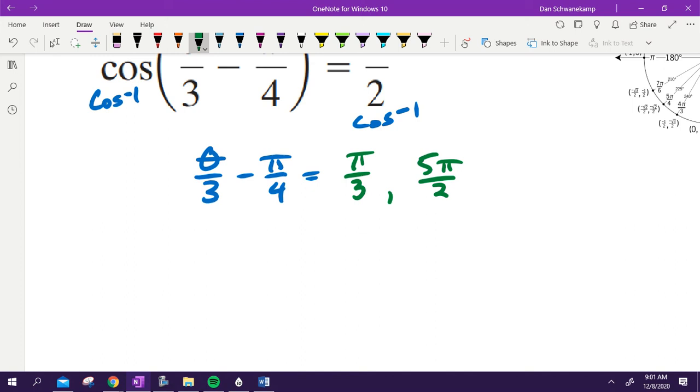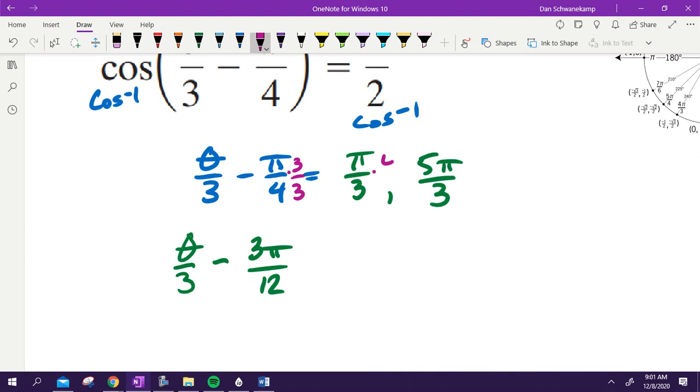Once I've done that, Kara, what could I do next? Good. We want to move this pi over 4 over. And in order to add fractions, I've got to get common denominators. That is by far the most annoying thing about this problem. So I'm going to rewrite this with common denominators first. That way I don't hate myself as much. I'm going to multiply this on top and bottom by 3.